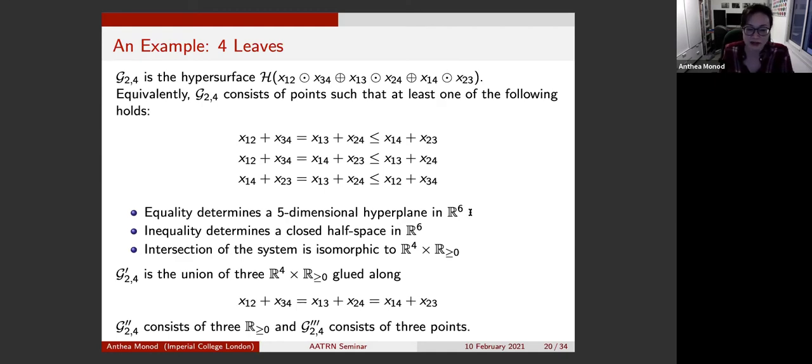And then the intersection of the system is isomorphic to R4 across the real line, the positive half of the real line. So since there are three systems, you get G24 prime. So G prime is the union of three of these spaces glued along this ray. So this is the image of phi, where we're mapping from R4 to R6. And the tree space here consists of these three rays, and the link of the origin is three points.